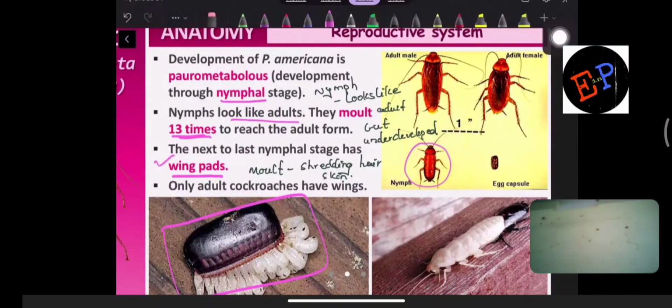Understood now? So this also is an important bit here. How many times it will molt, that is also an important point here. And what is the type of development, nymph development, that is also an important point here. Okay, ma? So only adult cockroaches have wings. It means in the 12th stage, wing pads are present. Wings are not developed. Wings are developed after the 13th molting. Then only it is fully developed, and then only it will have fully grown wings.